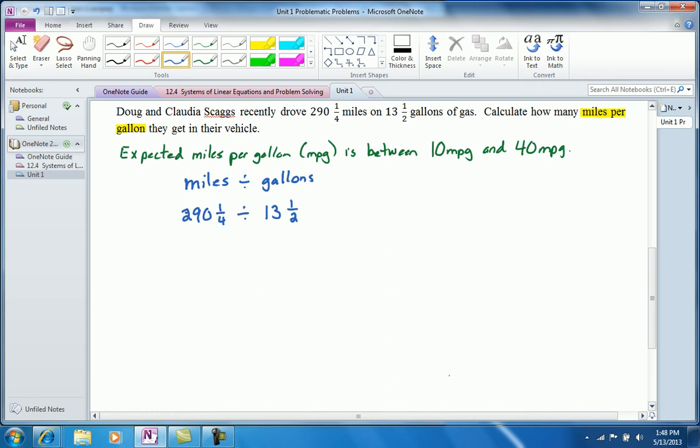Before I can divide these two mixed numbers, I need to convert them to improper fractions. So 290 times 4 plus 1. Let's see what 290 times 4 is. 4 times 0 is 0, 4 times 9 is 36, carry my 3, 4 times 2 is 8, plus 3 is 11, so I get 1,160. I remember I gotta add that 1, so I'll get 1,161.